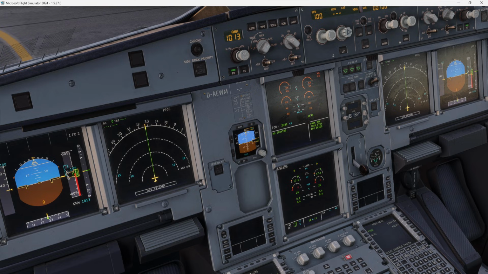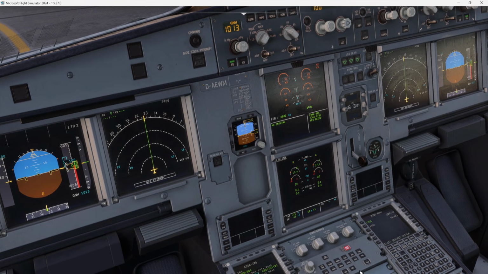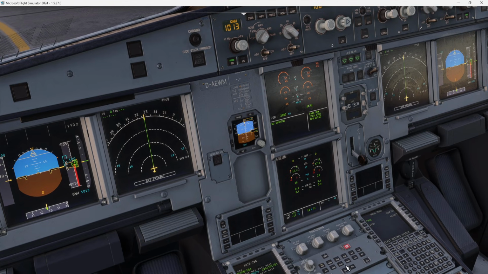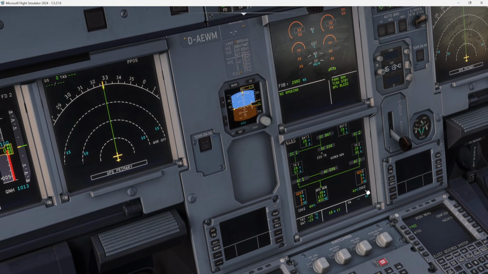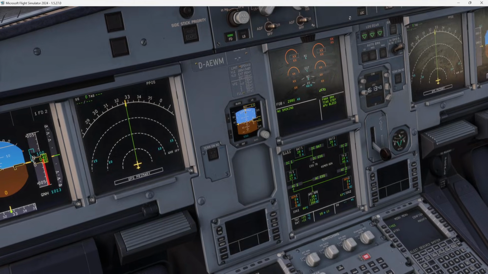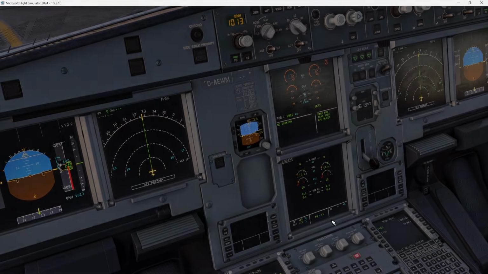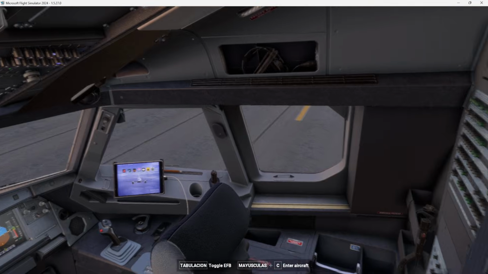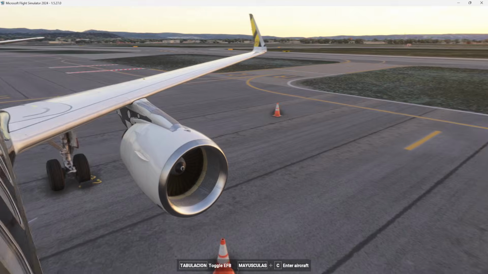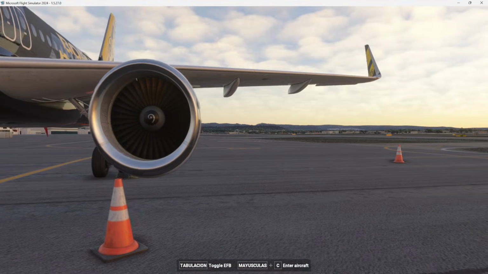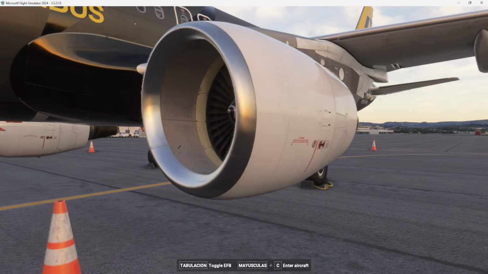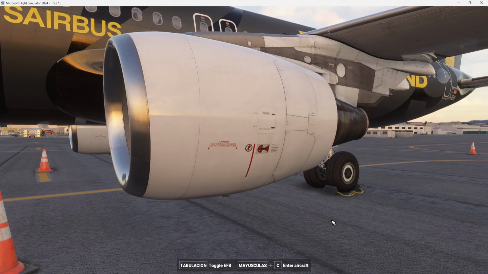Also, the most important thing, which I have covered in the electrical videos, is the IDG, the integrated drive generator. Let's go back quickly to the electric page. Here we have it, the IDG. Now let's come back to the engine and go outside. We have covered the most important parts.